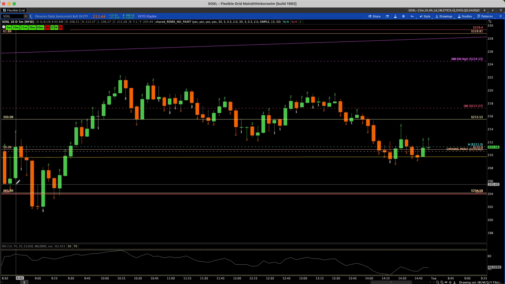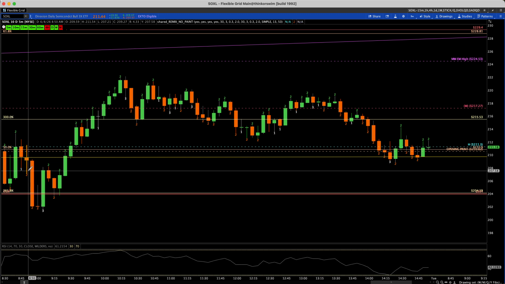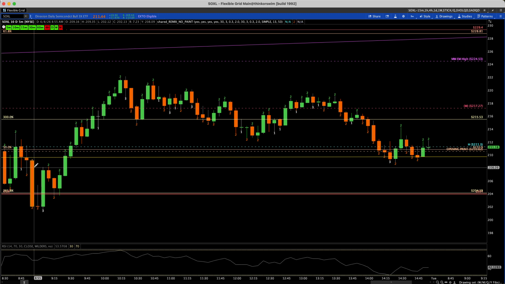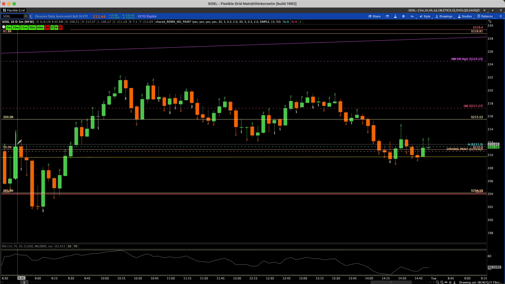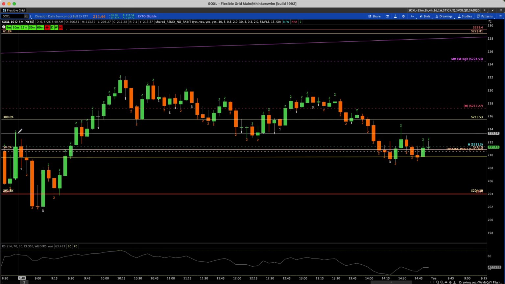So here is today's price action. Now you can see we did have an inside day today. So previous low of day is down here, previous high of day is up here. We had overnight high up here, and overnight low was actually down below previous low of day. So that's how it looks from a wide perspective.